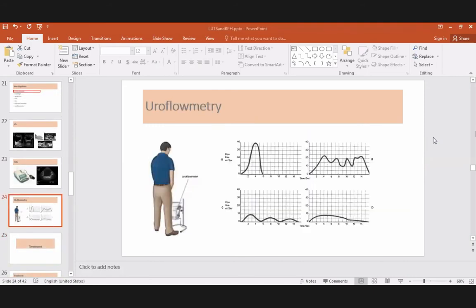Then we can go for uroflowmetry to check the urine flow throughout the time. Is it a normal stream, or is it intermittent, or is it a poor stream? You can identify it with uroflowmetry.